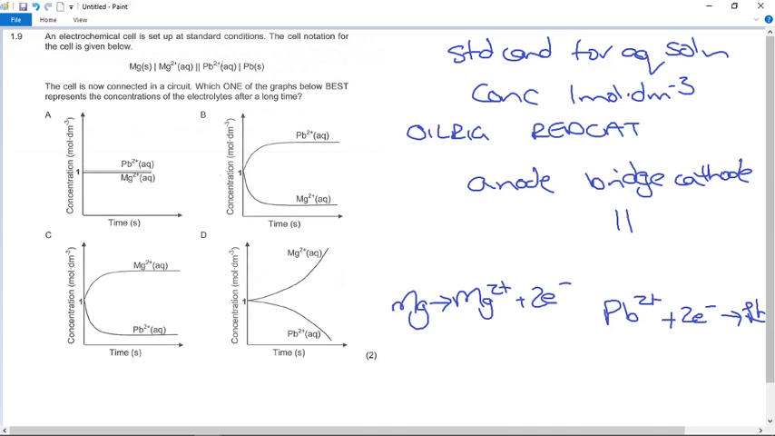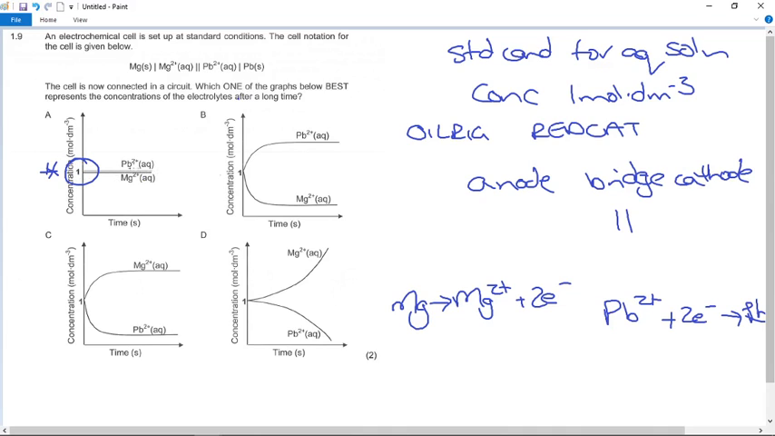It says to you, which one of the graphs best represents the concentration of the electrolytes after a long time? Now in the beginning when I read this, after a long time, I assumed they meant at equilibrium, that you've already reached equilibrium. And then I was like, do they mean that, or do they mean over the course of time? In the beginning I thought maybe this one is correct because it is at equilibrium, but check here, the concentration is at 1 mole per cubic decimeter. There's no way that this cell will reach equilibrium at 1 mole per cubic decimeter.